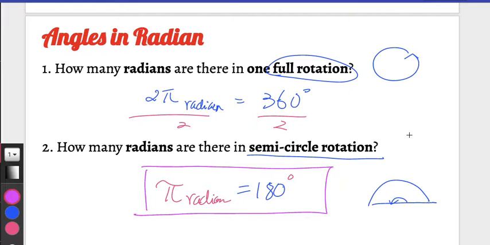In this video, we are going to do some practice. We are going to convert from degrees to radians, and from radians to degrees. And the reason I want to show this again is because this is the basic tool we are going to use to convert between radians and degrees.